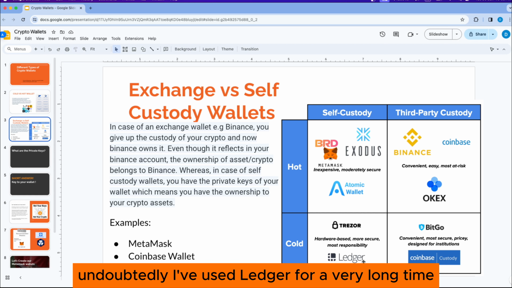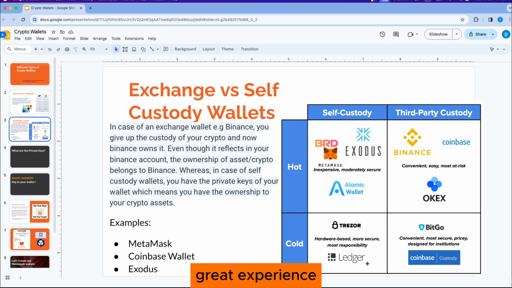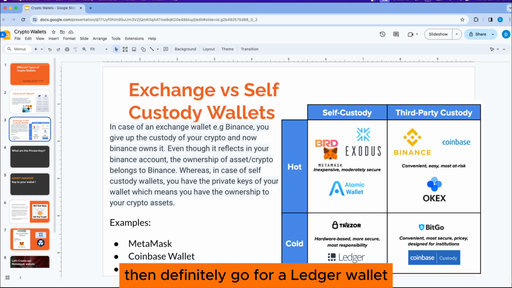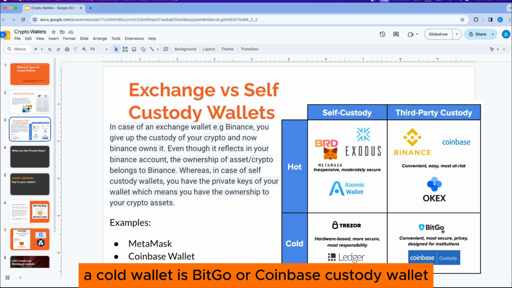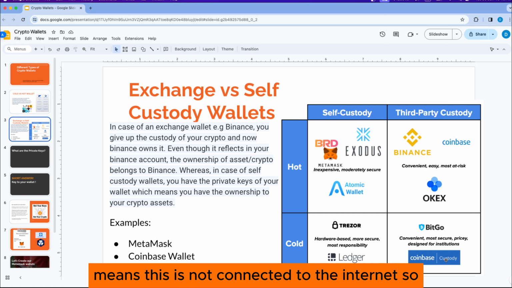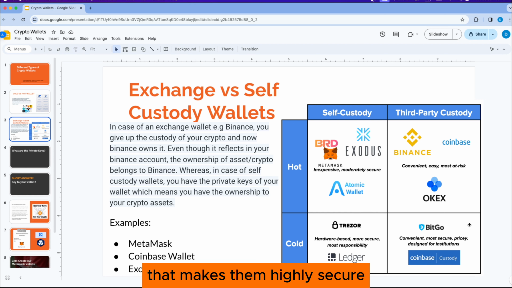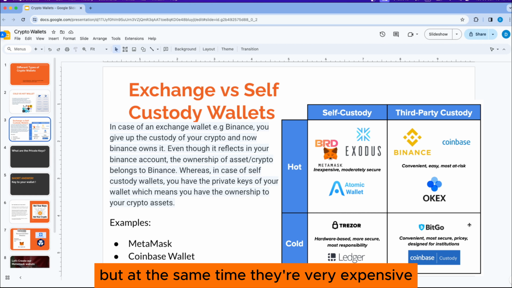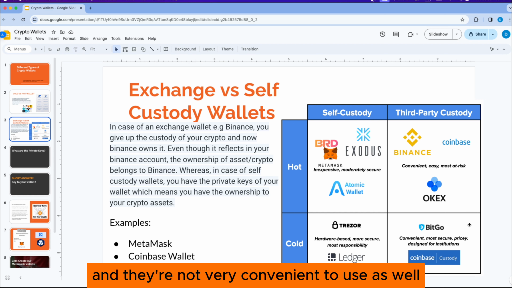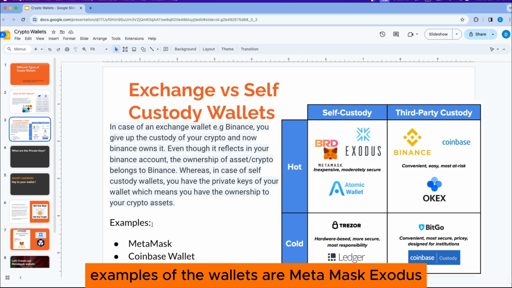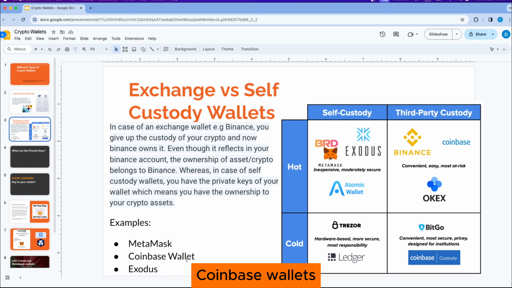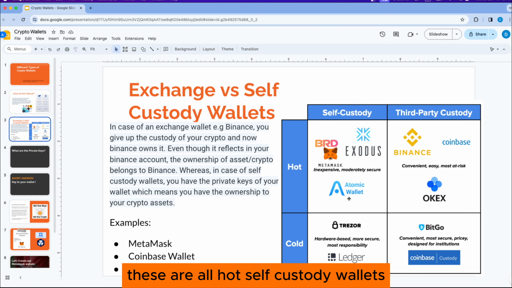Undoubtedly, I've used Ledger for a very long time. Great experience. If you want to store your crypto for a very long time or you are a hodler, then definitely go for a Ledger wallet. Trezor is also good. And similarly, a cold third-party custody wallet is Bitgo or Coinbase Custody, which again is an offline wallet, meaning it is not connected to the internet. So all these wallets are not connected to the internet. That makes them highly secure, but at the same time, they're very expensive since you have to move your crypto, and they're not very convenient to use as well. Examples of hot wallets are MetaMask, Exodus, Coinbase Wallet. These are all hot self-custody wallets, meaning you own the private keys.